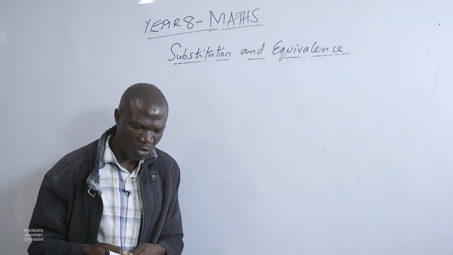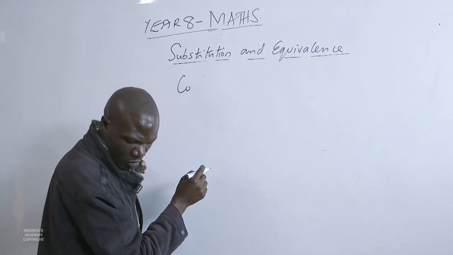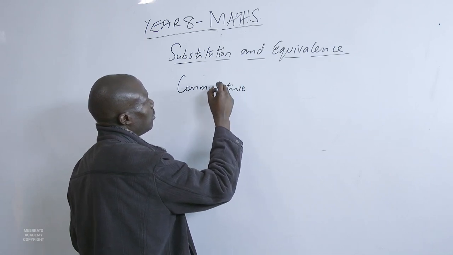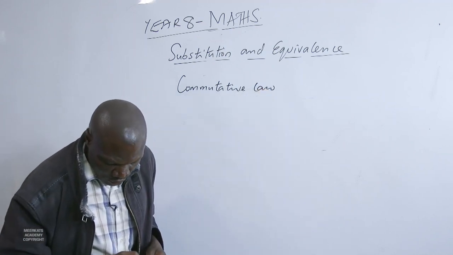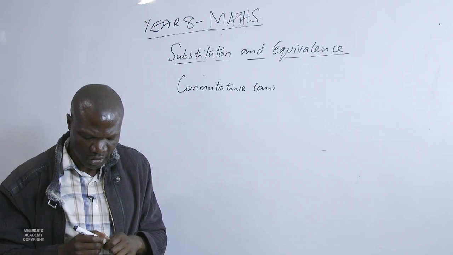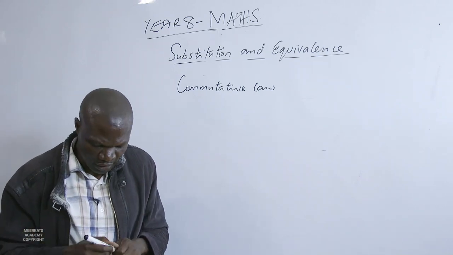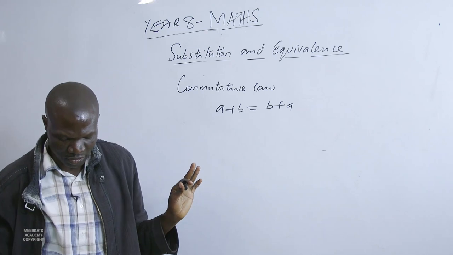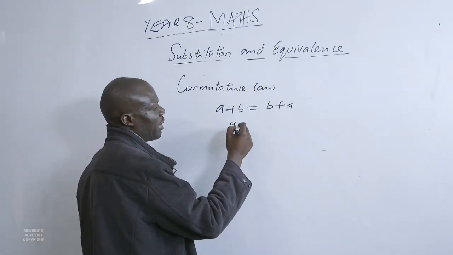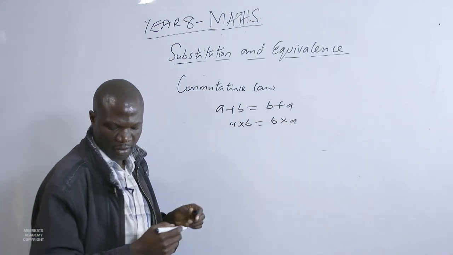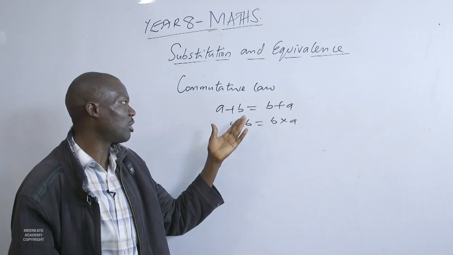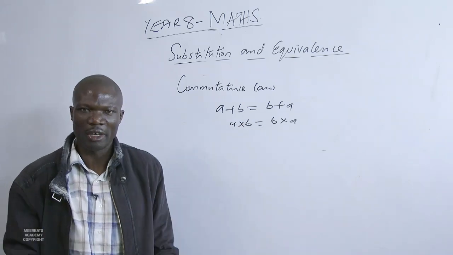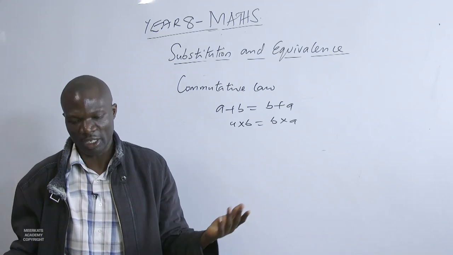Now, there is what we call the commutative law. The commutative law states that if you have A plus B, it's the same as B plus A, or A times B is the same as B times A. This is for any values of A and B. This is the commutative law. It simply tells us A plus B and B plus A are the same, or A times B and B times A are the same.